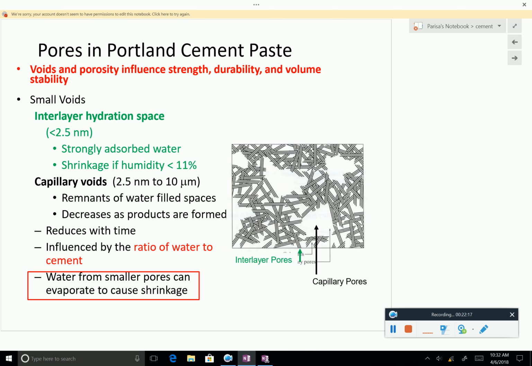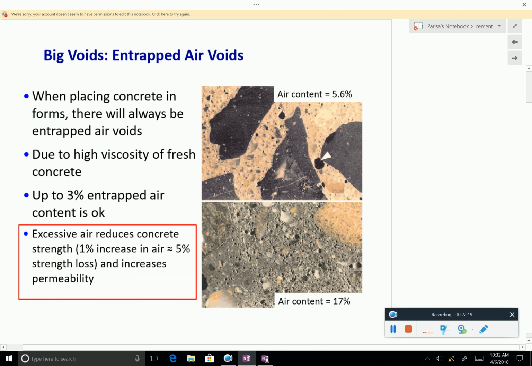So these are capillary pores. And then there are larger pores which you may have seen. If you have ever been curious and looked carefully at concrete, you may have seen some pores. These are something which happens during placing. They can be very, very large, even up to millimeter size, but they can also be smaller. A little bit of it is expected, but if you have a lot, your strength is going to go down and permeability is going to increase.